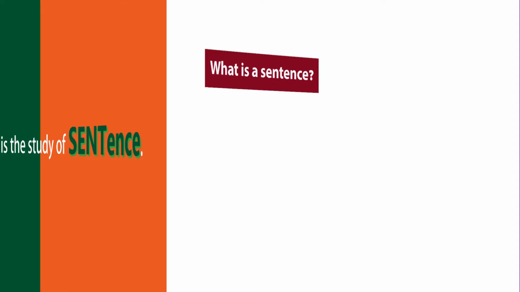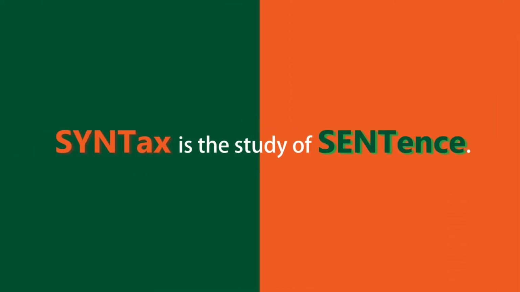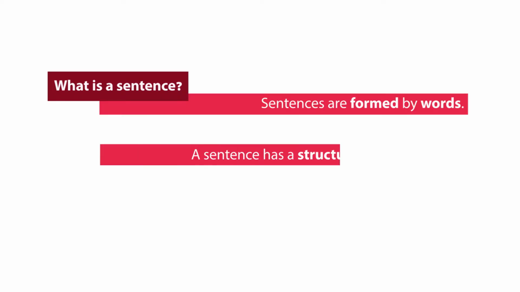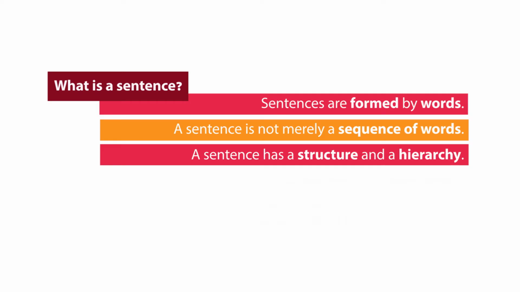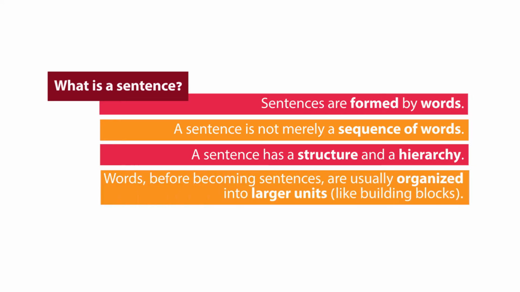What is a sentence? We know that syntax is the study of sentences, and we know that sentences are made of words. There is a structure to the sentence. Structure in the sense that there's order, but there's also hierarchy. You know the structure we had at morpheme level within the word? There is a similar structure at sentence level, in the sense that a sentence is not just a random sequence of words. Actually, words, sometimes before becoming part of the sentence, are organized into smaller units. And then it's only those units that become part of the sentence.